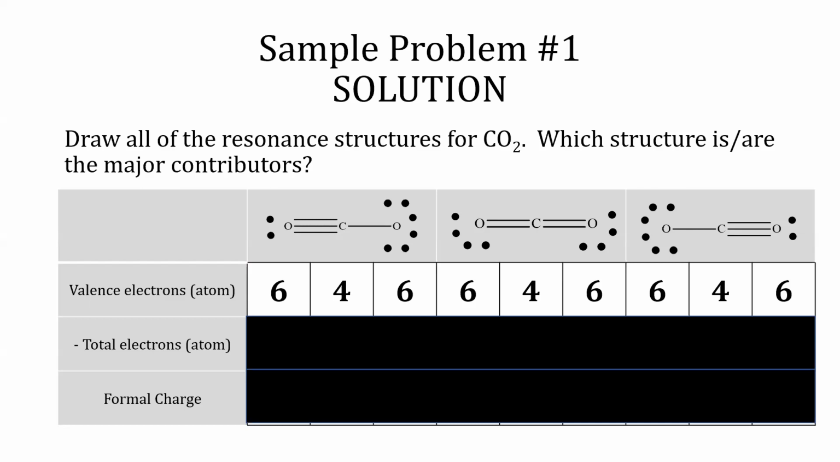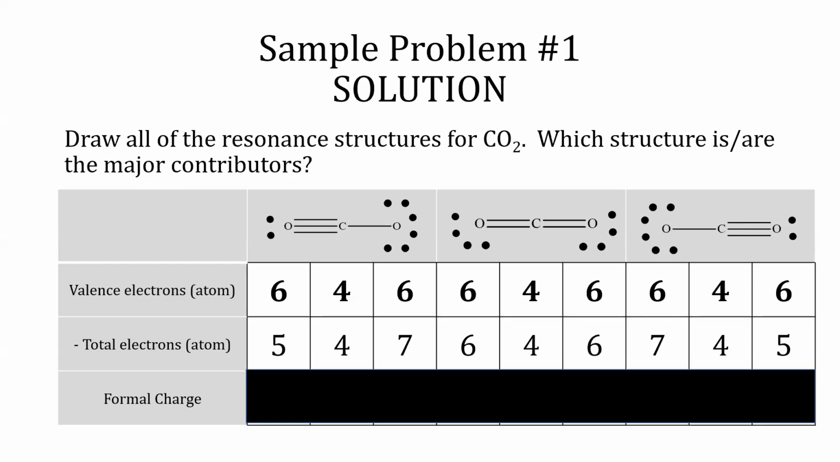The total number of electrons as described per structure from O, C, and O atoms are as follows. Left structure is 5, 4, and 7. Middle structure is 6, 4, and 6. And right structure is 7, 4, and 5.